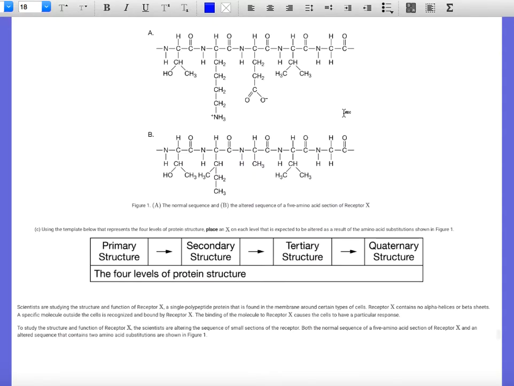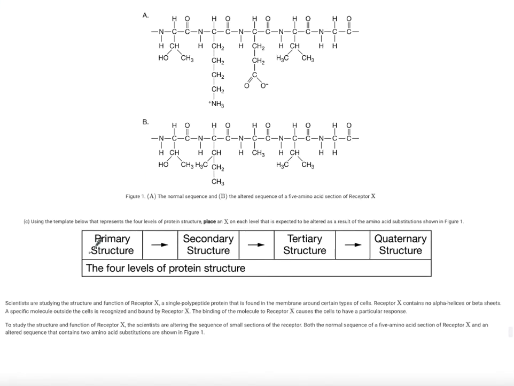So now we're all set up to answer part C of question 2. Using the template below that represents the 4 levels of protein structure, place an X on each level that is expected to be altered as a result of the amino acid substitutions shown in figure 1. Well, we can clearly see that the primary structure, which is just the order of amino acids, is clearly changed, right? This one's different from this one, and this one's different from that one. So clearly the primary structure has been changed.